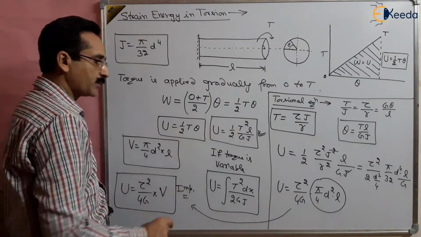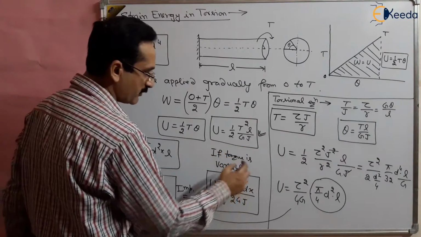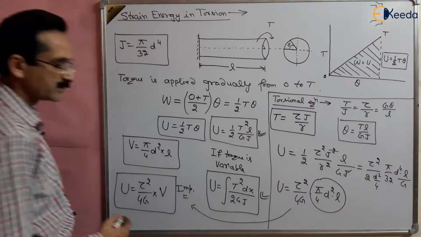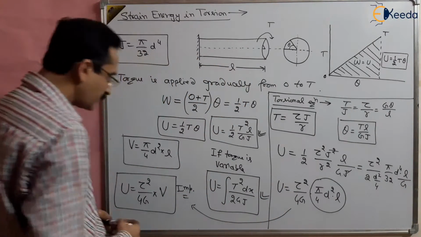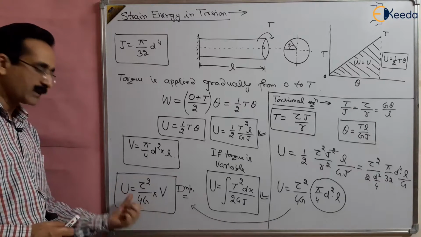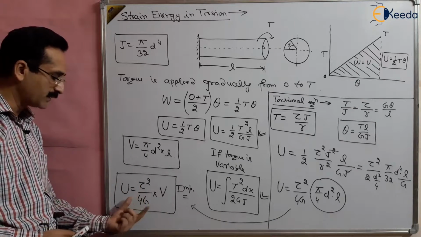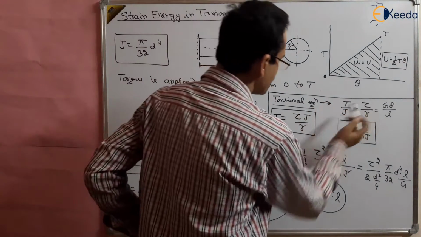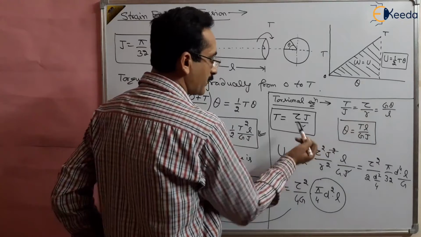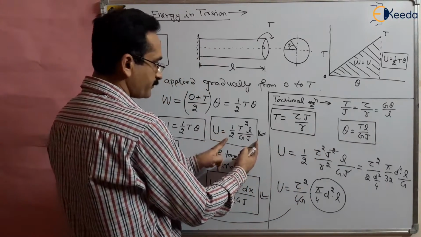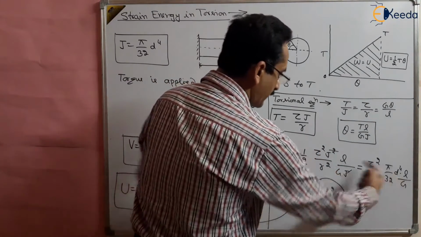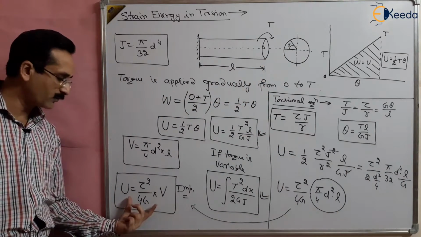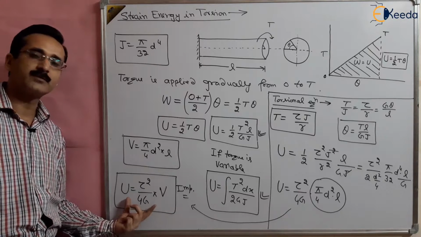Now if the torque is variable, the strain energy is given by T square dx upon 2GJ. This is the strain energy stored due to variable torque. Now we want the relation of shear stress and modulus of rigidity with respect to strain energy. We know that the torque in terms of shear stress is given by T is equal to tau J upon R. Put this value in this equation, and finally solving it we will get the shear strain energy for torsion as tau square upon 4G multiplied by the volume.